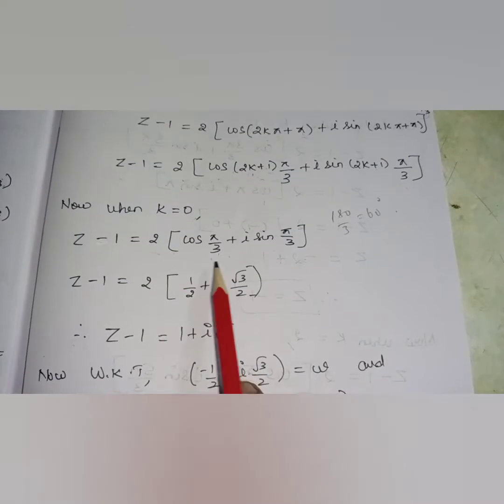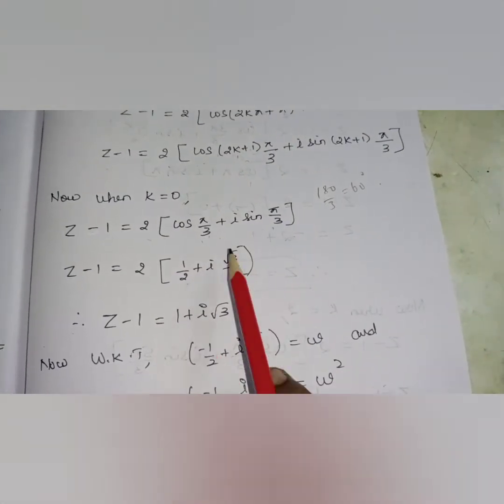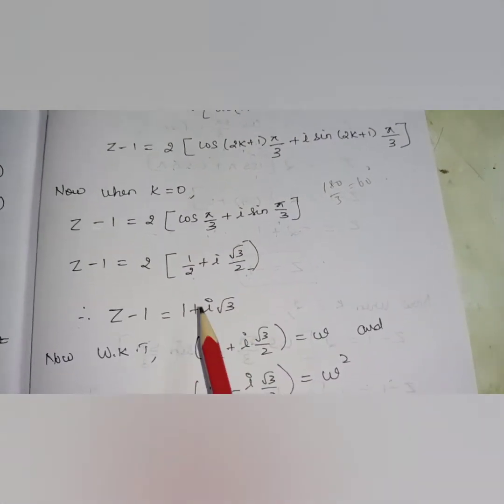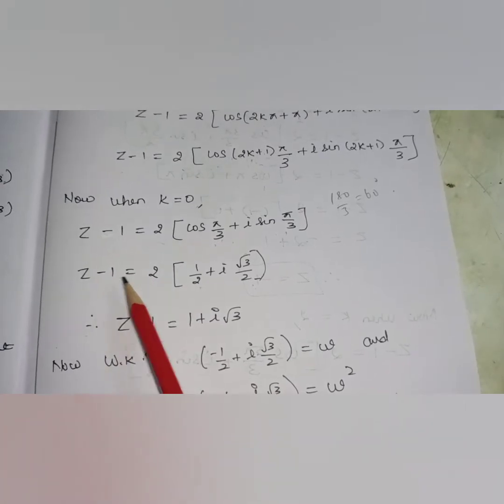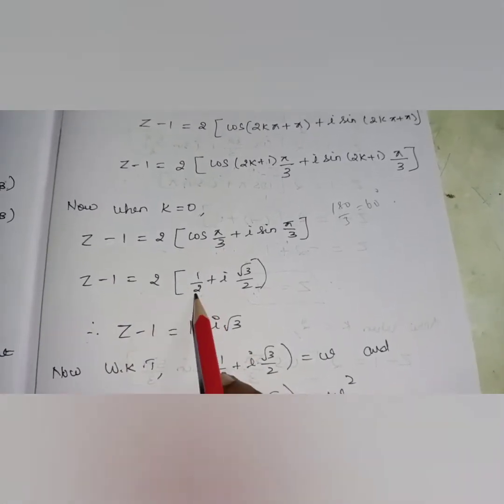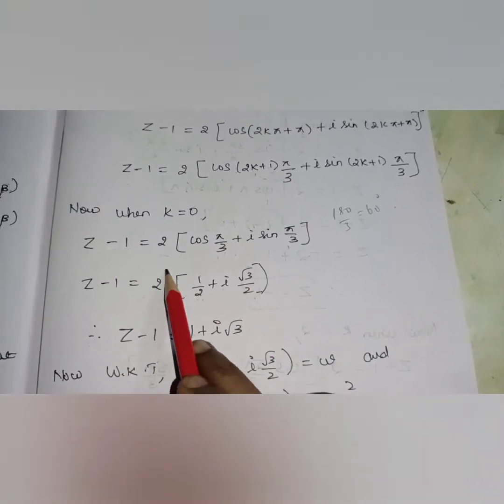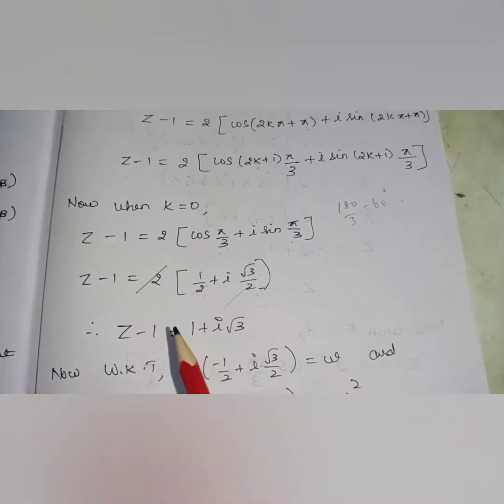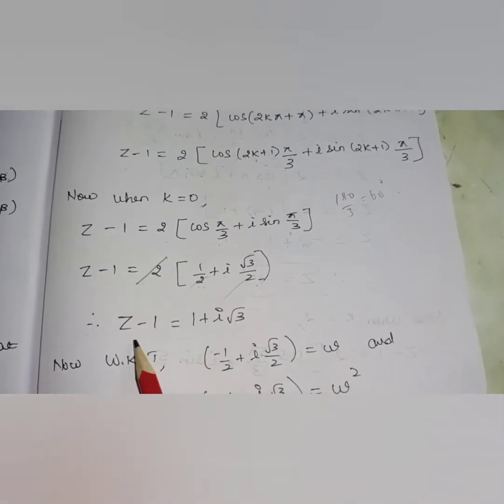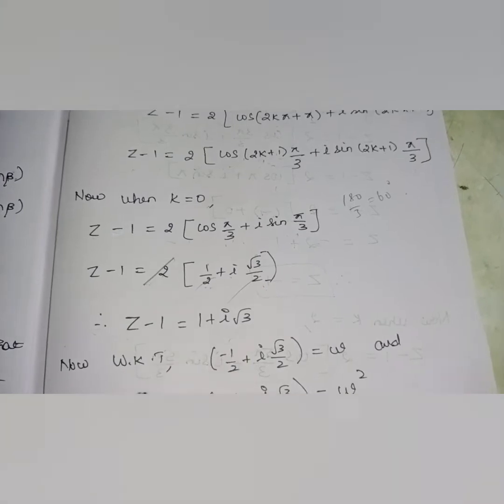And what is cos 60 and what is sin 60? It is 1 by 2 and root 3 by 2. Just substitute it. So finally we have z minus 1 is equal to 2 into 1 by 2 plus i root 3 by 2. Obviously this 2 and these 2 will get cancelled. So we have z minus 1 is equal to 1 plus i root 3.